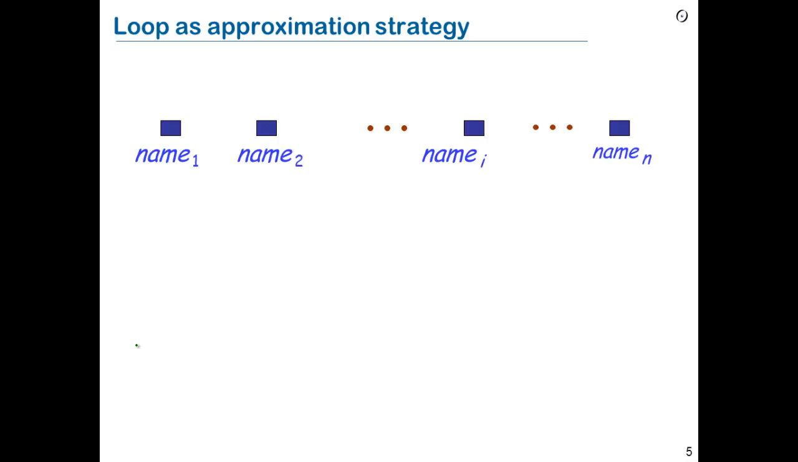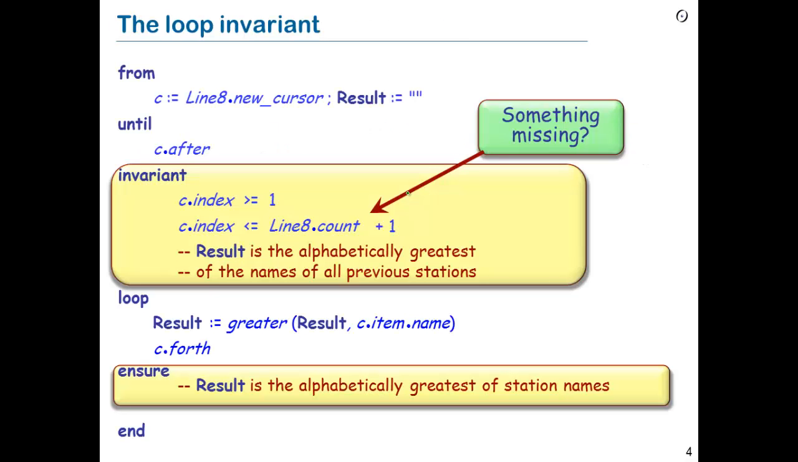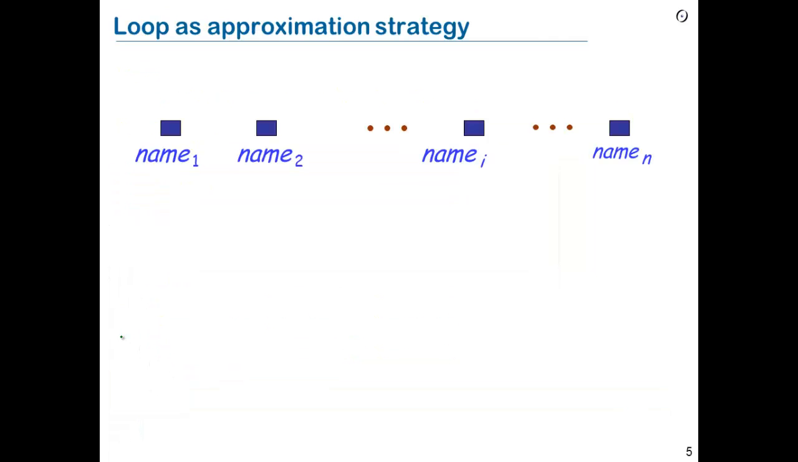Let's consider the list of stations, but actually, since we're interested in the station names, I've only here represented the names of the station, name 1, name 2, and so on. So what do we do with the loop? Remember the loop. At each step, we compute the greater of the current result and the current name, which we haven't seen yet, and we advance by one position, c.forth. Let's see this graphically. Here I have pictured the list of names of stations, name 1, name 2, and so on.